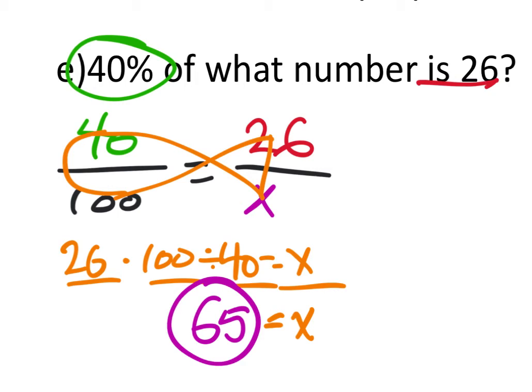And you could check this, by the way, right? You could say, well, 26 divided by 65. And when I push enter on my calculator, I should get 40%, or 0.4 as a decimal. And I do. So it does check off.